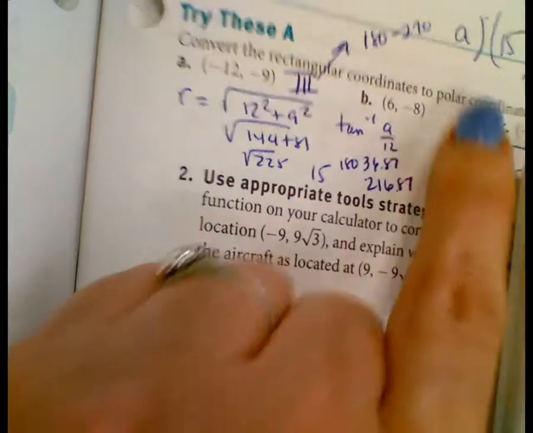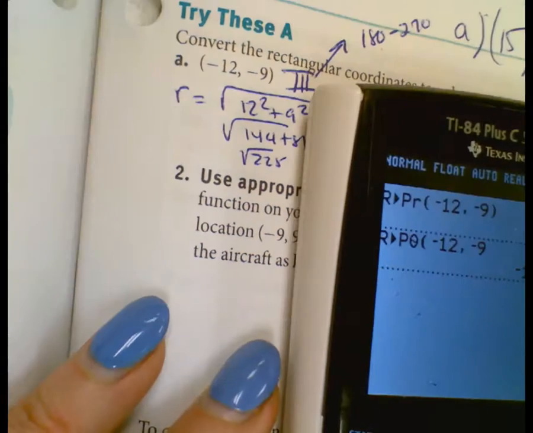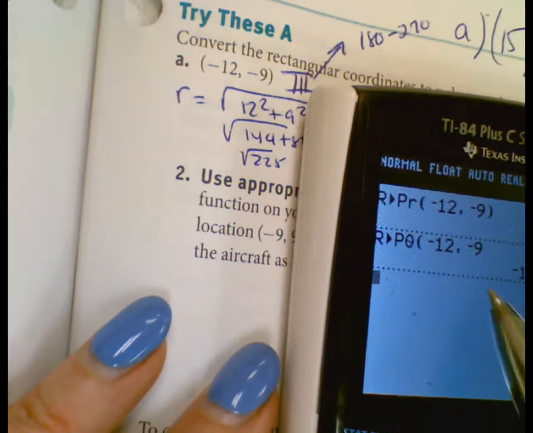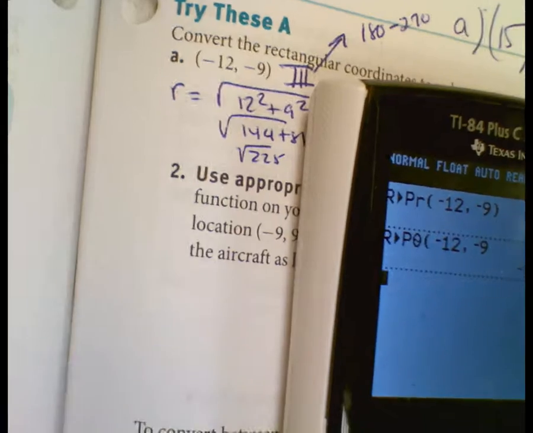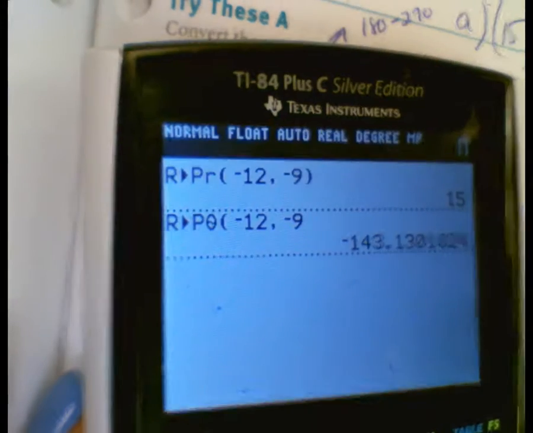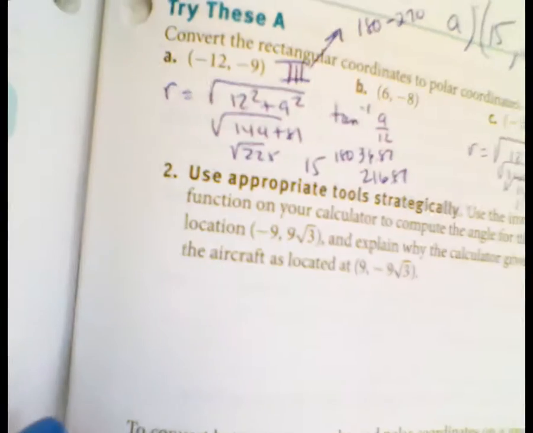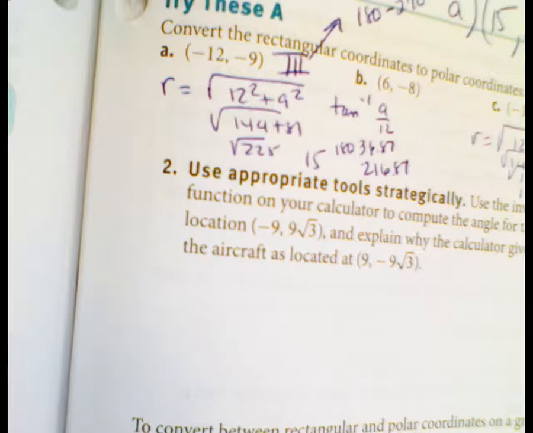That's not the answer I got. Oh, you know why? They're giving us the third quadrant angle. They're doing the negative one, and I gave the positive one. If you do negative 143, that's the same thing as 216.87. I don't like that. I like the positive angle. Do you guys like that? So let's do the ones they said.